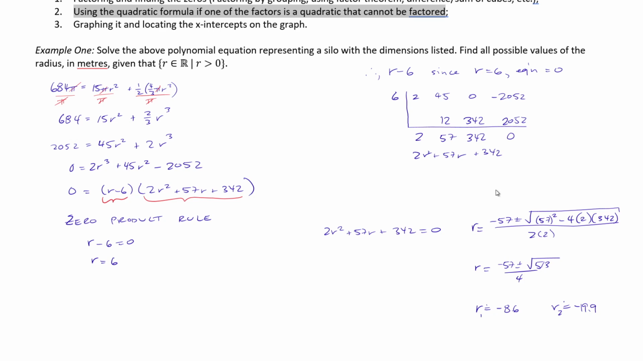Right? Okay, so I know that my radii cannot be negative values. So I can immediately dismiss these two as inadmissible solutions, and therefore my only possible value is 6. So, find all possible values of the radius in meters: therefore the radius of the silo is 6 meters.